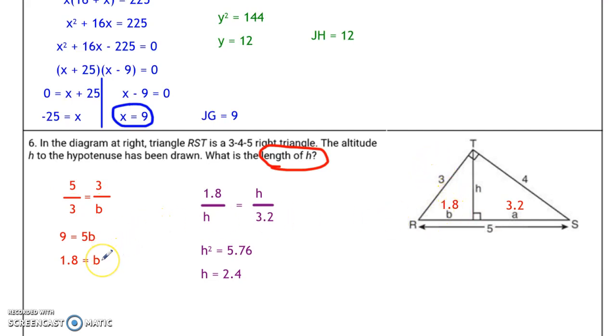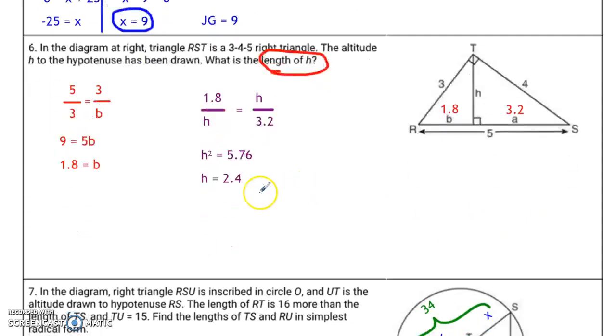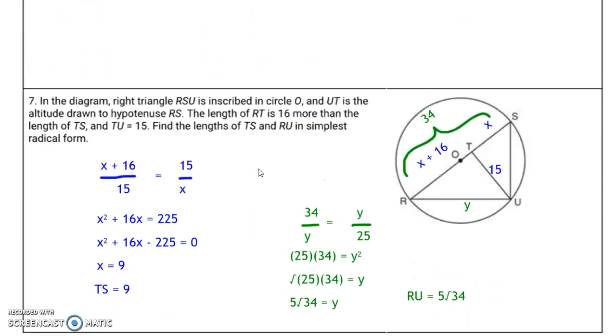Once we solve for b, then we're able to substitute into the altitudes rule because the length of h is looking for the altitude. 1.8 divided by altitude equals altitude divided by, wait, how did I get 3.2? Because the whole thing is 5. This part is 1.8, which means that this part has to be 3.2. Anyway, that should be 2.4. That is the correct answer there.